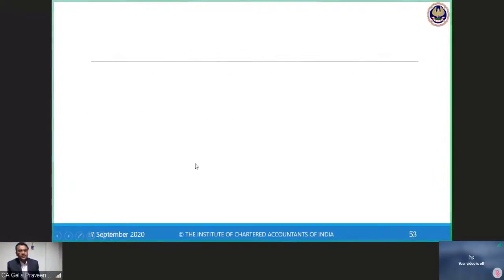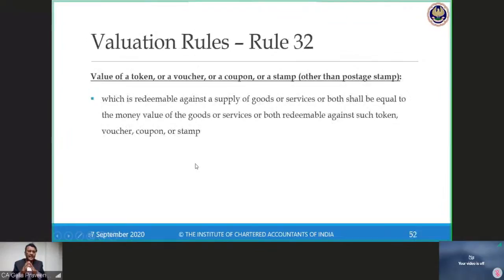Next, we move on to vouchers. Yesterday, we discussed in detail what a voucher is and what the time of supply for a voucher is. In simple terms, when there is a voucher, I can use a voucher for goods, I can use a voucher for services. The value for which it is going to be used for redemption, that is my voucher value, Rule 32.